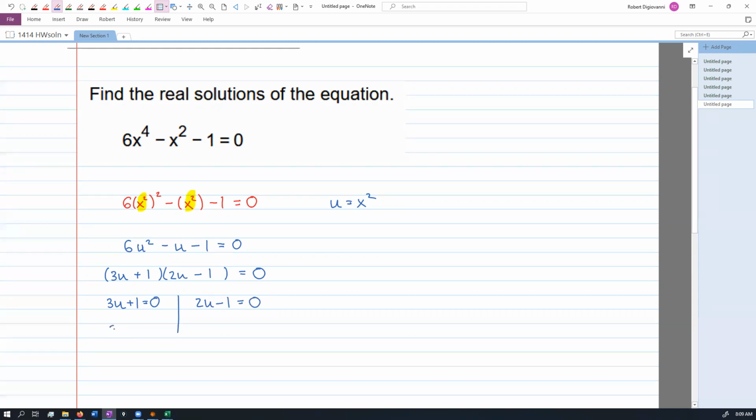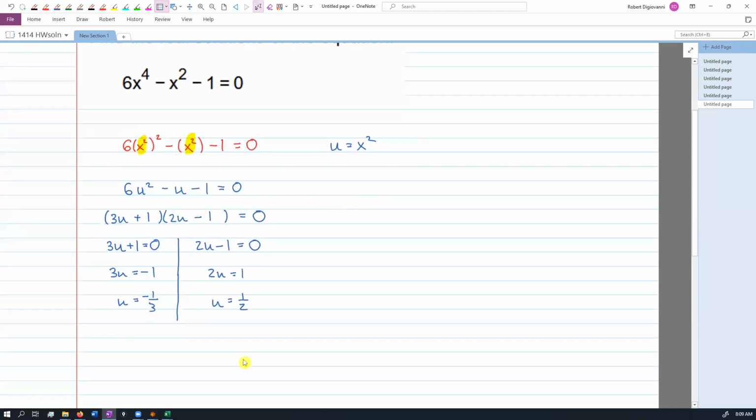Okay, on this one, I move the 1 over, so I subtract it. I divide by 3, I get negative 1/3. And then on this one, I move the 1 over, add 1 to both sides, and divide by 2, so I get 1/2. And now, very important, we have to go back to our substitution, replace u with x squared. So this one becomes x squared is negative 1/3. And this one becomes x squared is 1/2.